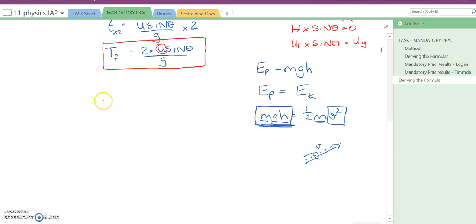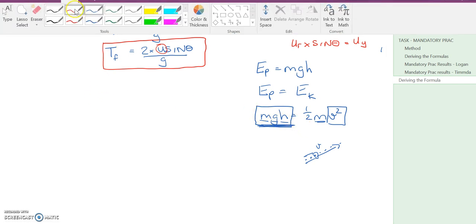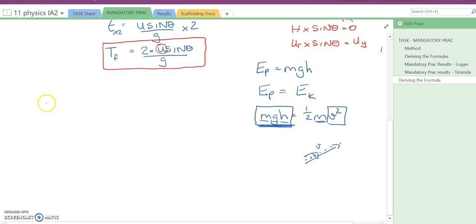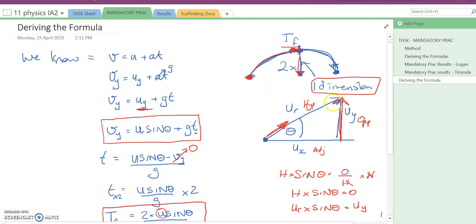All right, what else might we want to know? Well, I guess let's change colors. Let's go to a black pen and look at another formula that we might want to use, because we said before we might want to know the range. And the range, if we go back up here to this bit here, the range is a distance from this here to there. That's Sx, displacement in the x direction, or what we're calling R for range.